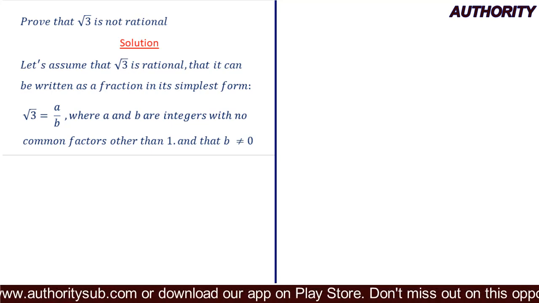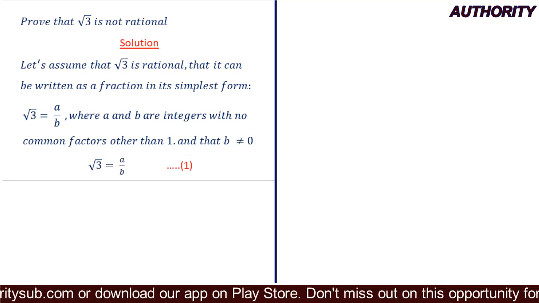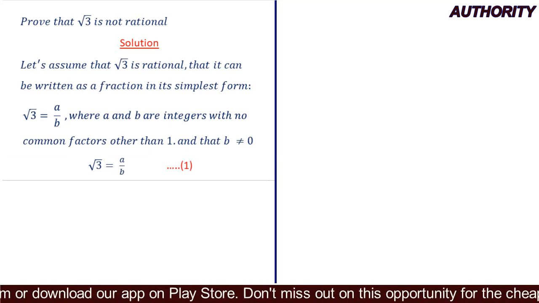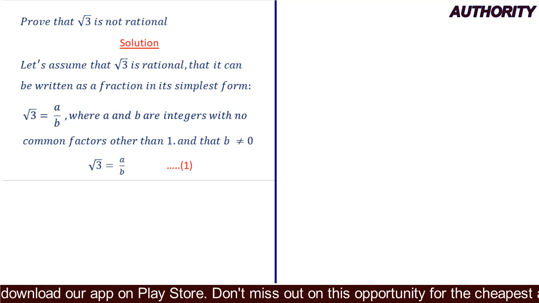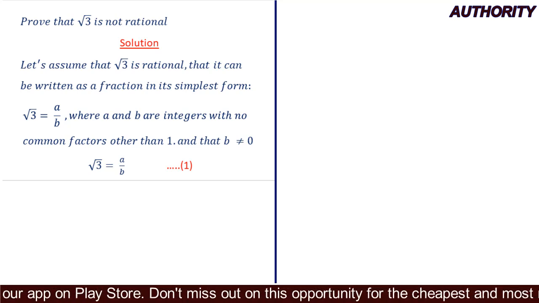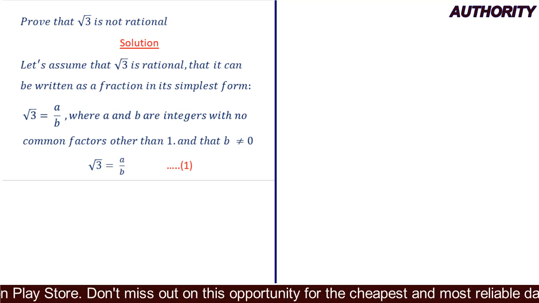Undefined. It's undefined. Okay, now let's go. Look at what we are saying. We say root 3 can be written as a fraction a over b, where a over b is in its simplest form without having any common factor, or is not divisible by any number.